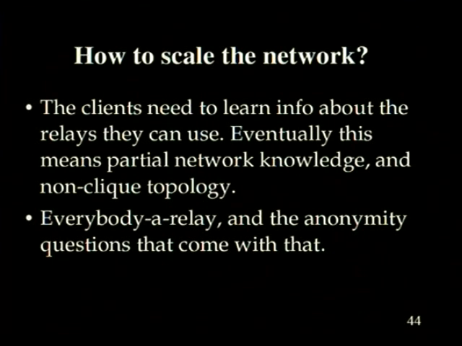How do we scale the network? Right now, we need to make it so that every Tor client knows what the network looks like and has the same view of it so that they can blend together, so that they can get anonymity. Eventually, we're going to have so many relays that you can't afford to tell every client about every relay. How do you do that in a way that doesn't screw up your anonymity?